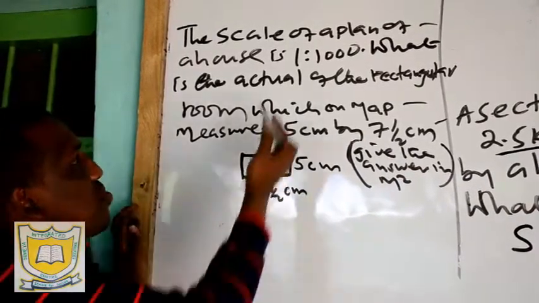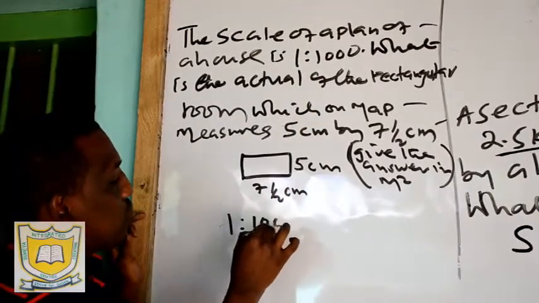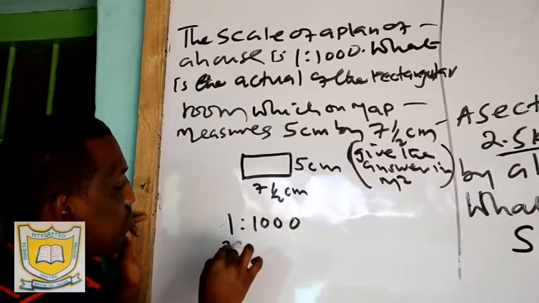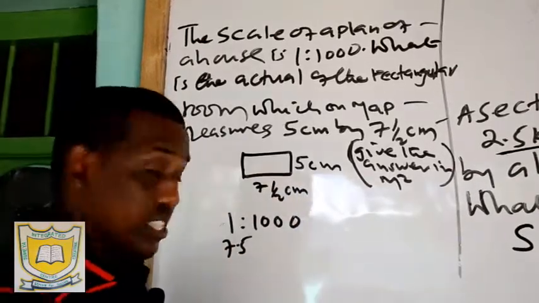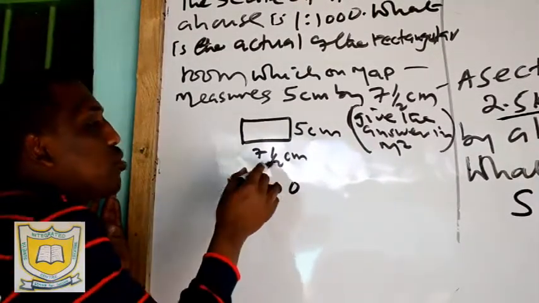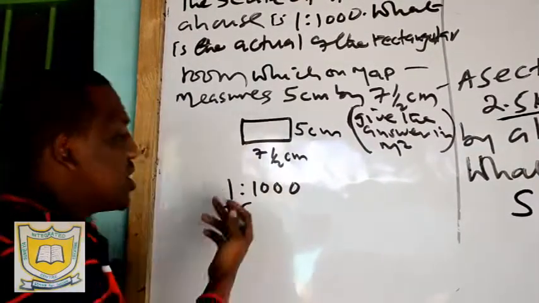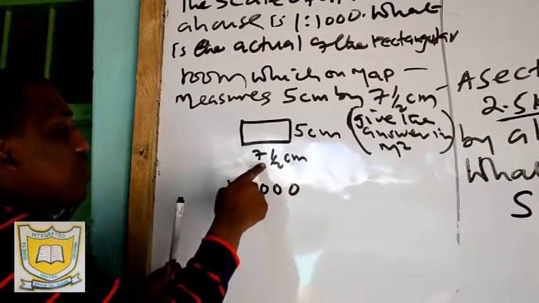We are told the length first. 1 centimeter represents 1,000. What about 7.5? I said earlier so many times, you can change it into an improper fraction, it is the same. But when you see a half, make it 0.5. I prefer that.